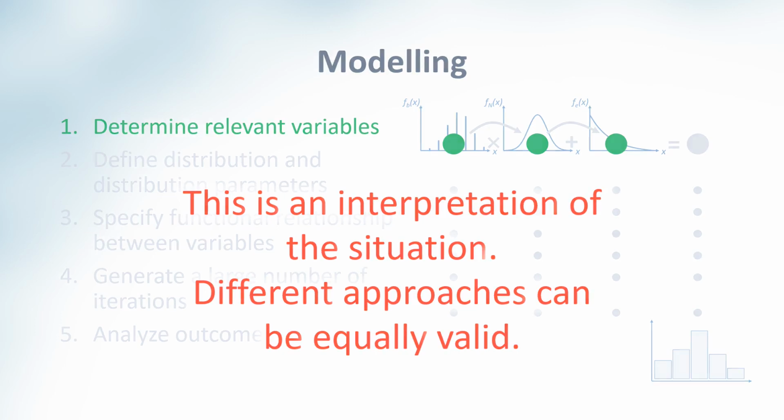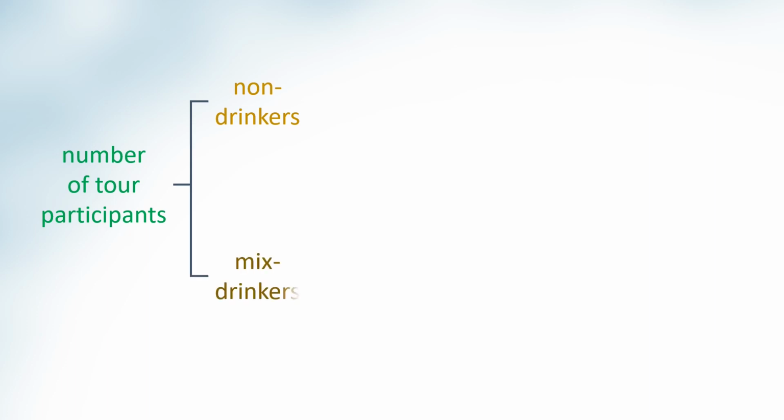Now let's start. First, we'll determine the number of participants for the boat tour. This is directly relevant and also serves as an input for estimating beverage consumption. Secondly, there will be individuals who abstain from alcohol entirely, while others might opt for a mix of alcoholic and non-alcoholic beverages.